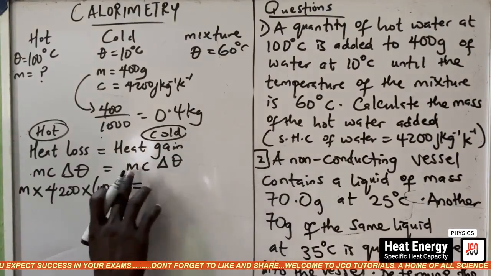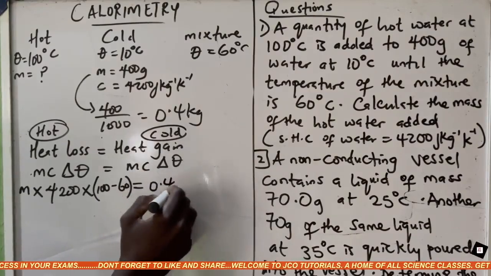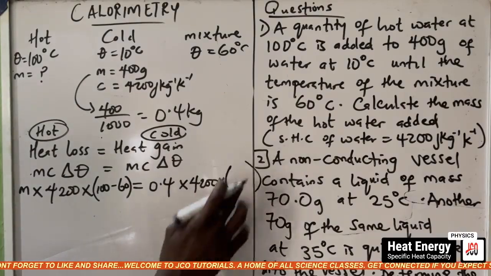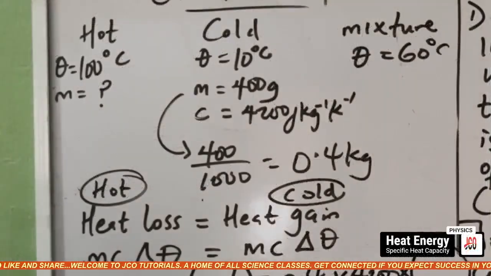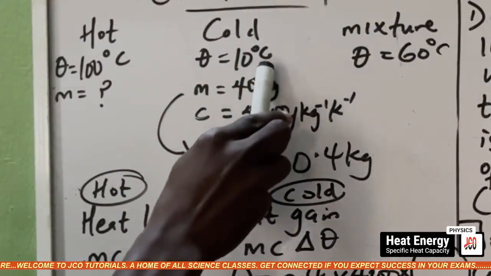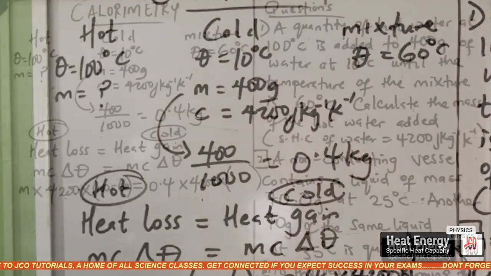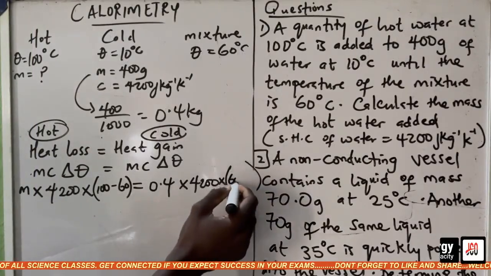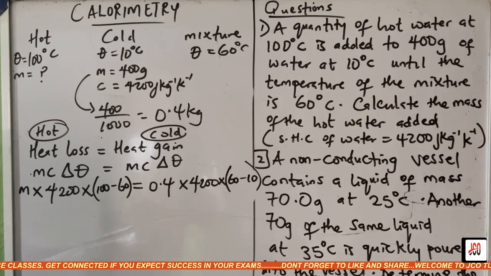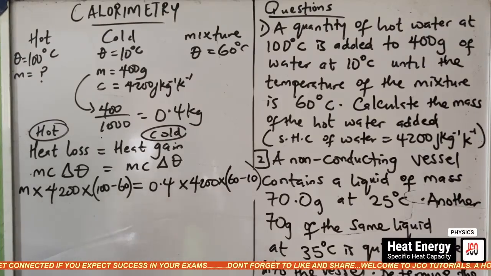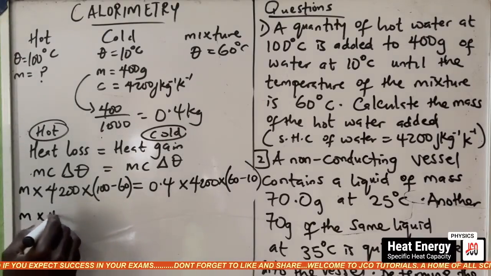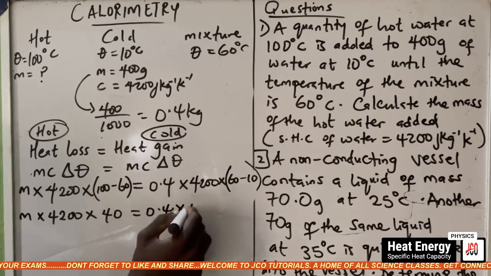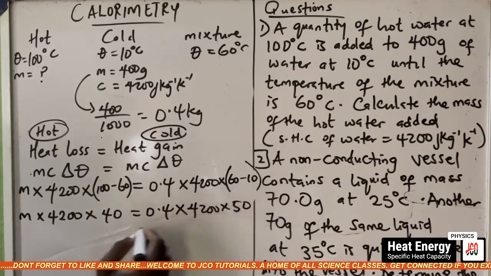Then for the right hand side, the cold water, the mass of the cold water is 0.4, and specific heat capacity 4200 times your change in temperature. What will be your change in temperature? Your cold water is changing from 10 degrees Celsius to 60 degrees Celsius. It's increasing in temperature, so that is an increase of 50, which is 60 minus 10. Please take note, it is the bigger temperature minus the smaller temperature. When we go on from here, we have M times 4200 times 40 equal to 0.4 times 4200 times 50.